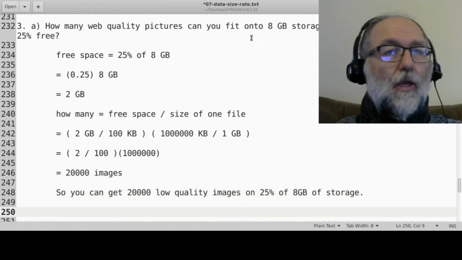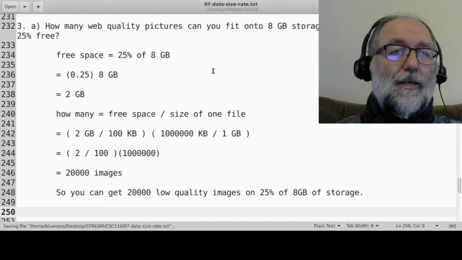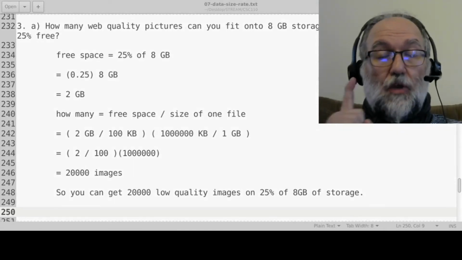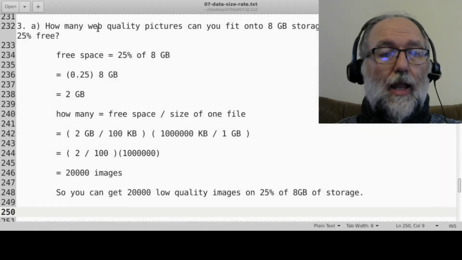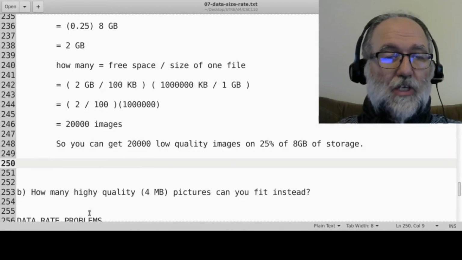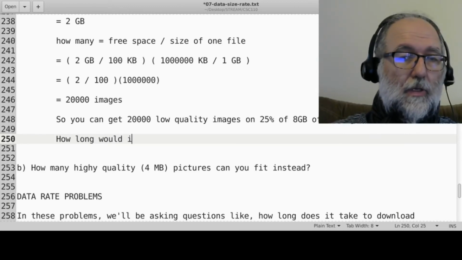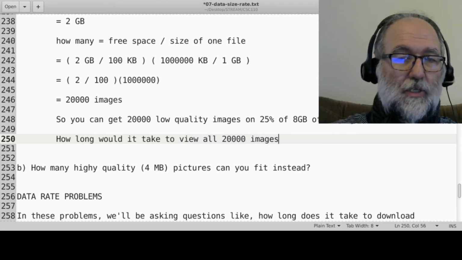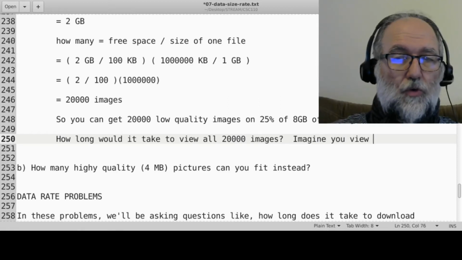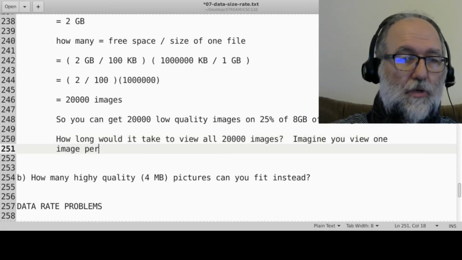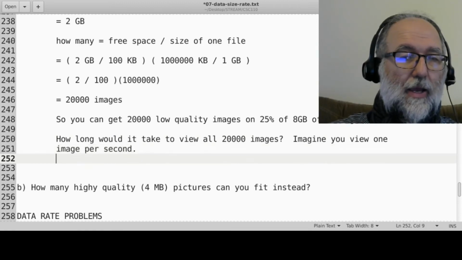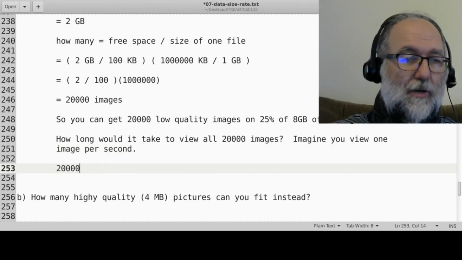Just to give you an idea of how much 20,000 images are, imagine that you viewed just one image per second. How long would it take? This is not part of the question, but just to give you an idea, how long would it take to view all 20,000 images? Imagine you view 1 image per second. Then you would be viewing for 20,000 seconds.